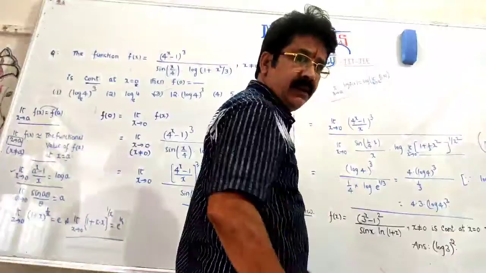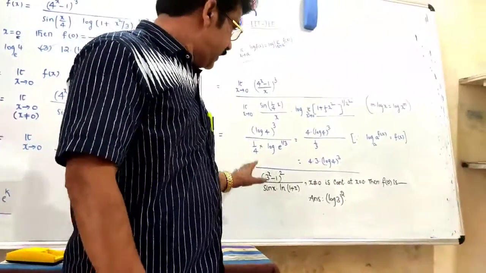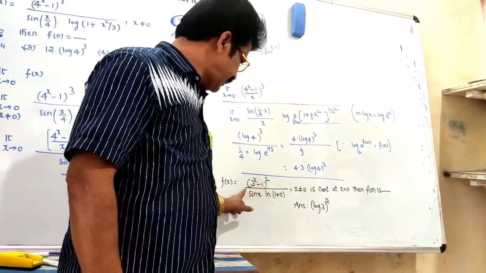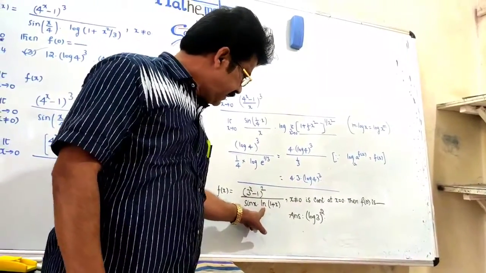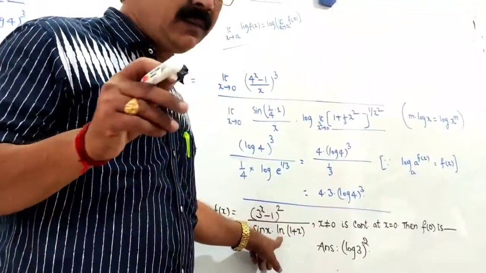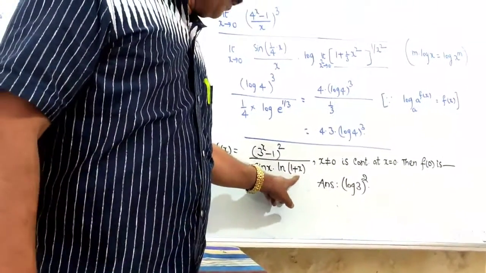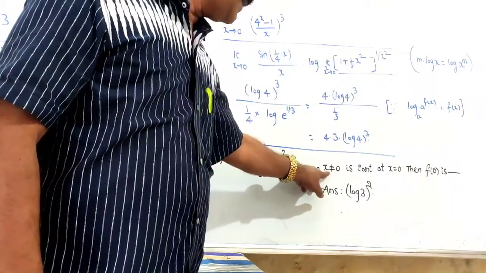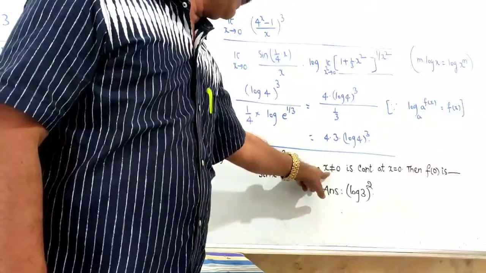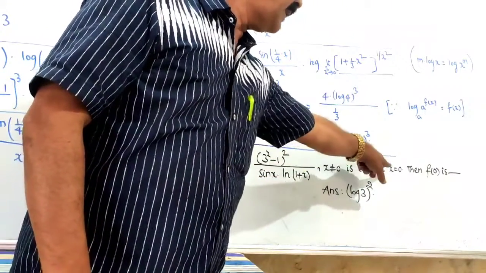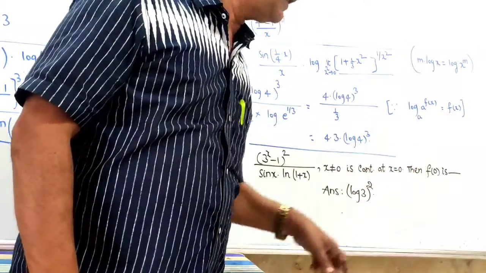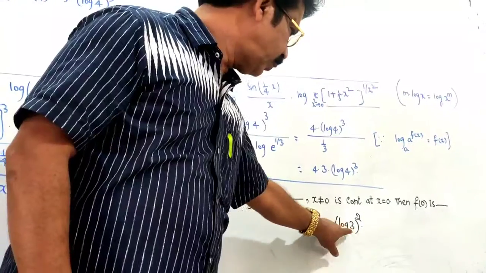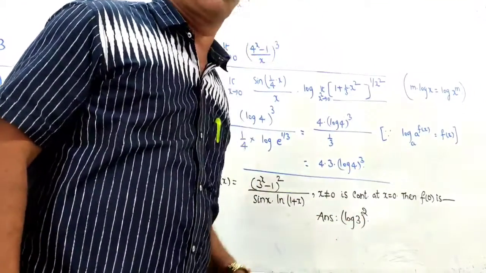Now you come here. It is homework for you. Same model. f of x equals 3 power x minus 1 whole square divided by sin x into ln, means log base e of 1 plus x. This is the notation. Where x not equal to 0, it is a continuous function at x equal to 0. Then find the value of f of 0. Its answer is log 3 whole square.